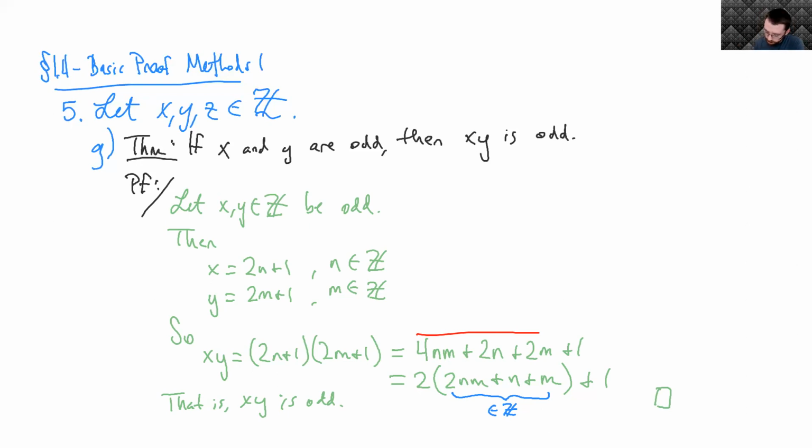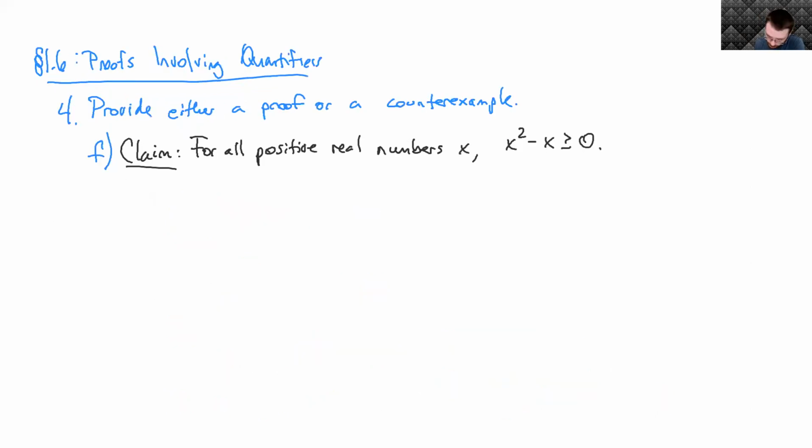Great, so that's similar enough that hopefully that makes sense and hopefully you got it on your own. Let's keep forging ahead. Okay, so 1.6 is all about proofs involving quantifiers. So I did 4b in section, but let's do 4f. This one says, provide either a proof or a counterexample.